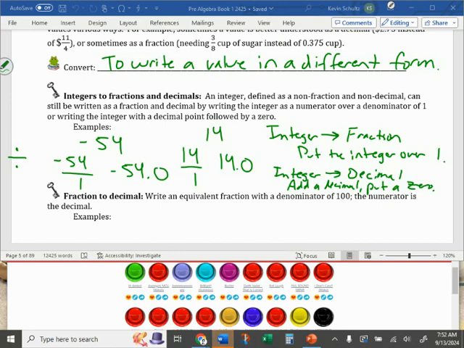Rarely will you ever have to write an integer as a decimal. Usually we'll put it in fraction form to solve proportions and things like that. So that's the one that is more important to know. Ready to move on? That was the warm up, like the appetizer. Now we're getting to the main entree.